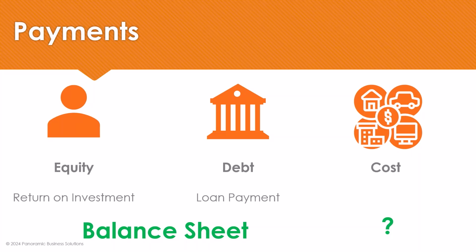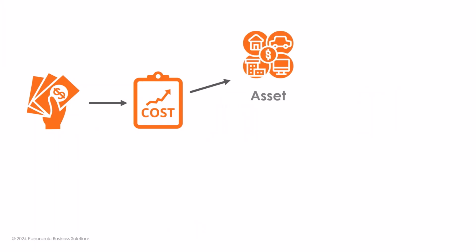So when you think about a payment, money leaving the business, and we've ruled out the first two categories, so we've concluded that it is a cost of doing business. Those costs are either considered to be an asset or an expense. Now, an asset is considered to have future value for the business.